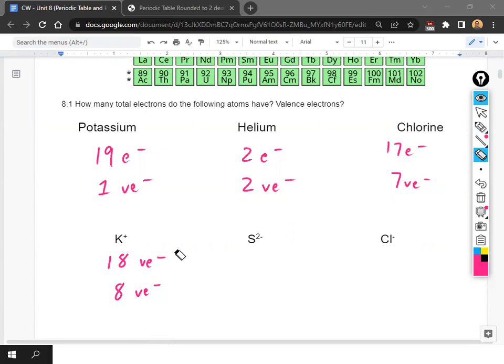Oh, my bad. Yeah, 18 electrons. Okay, and then 8 valence electrons. Another mistake? Oh my gosh, guys. Damn. All right, dude. Just watch how I grade your guys' test this time. Yes.